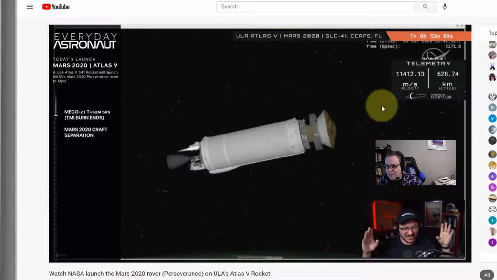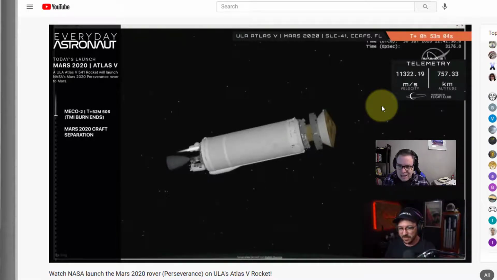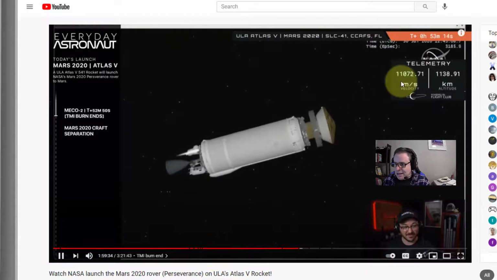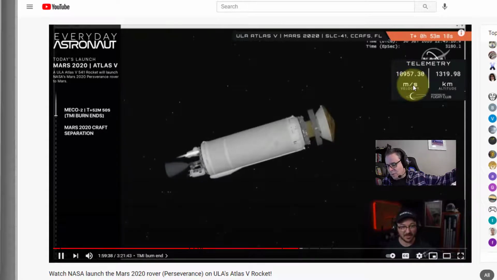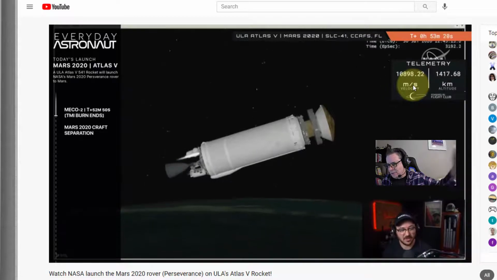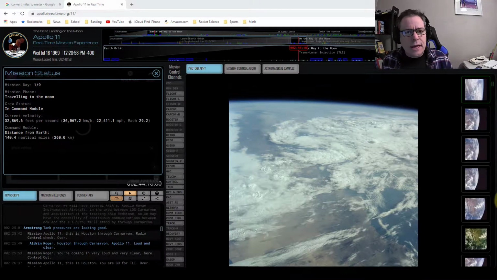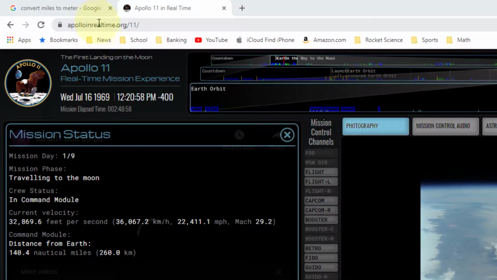So he's hoping that it's on its way, and we all know now that it landed successfully and was a very impressive mission. So far, fantastic. And I notice now that the speed is actually dropping, and it will continue to drop as it's on its way to Mars.